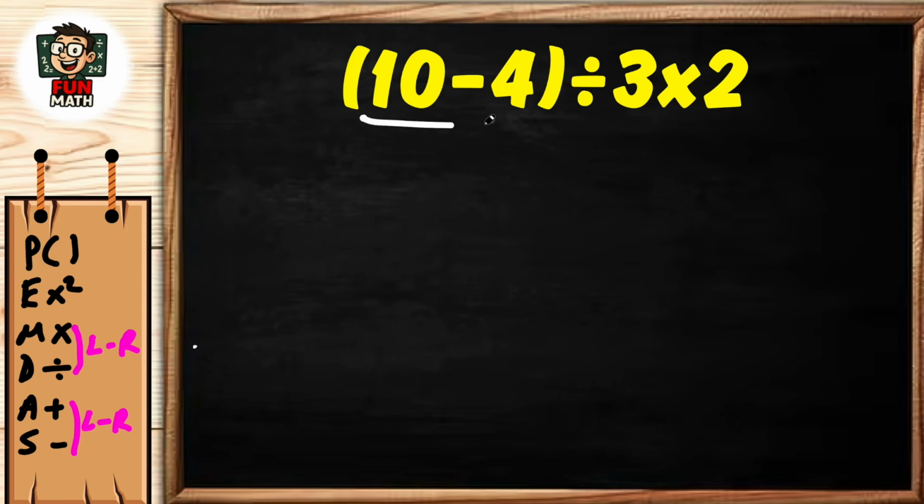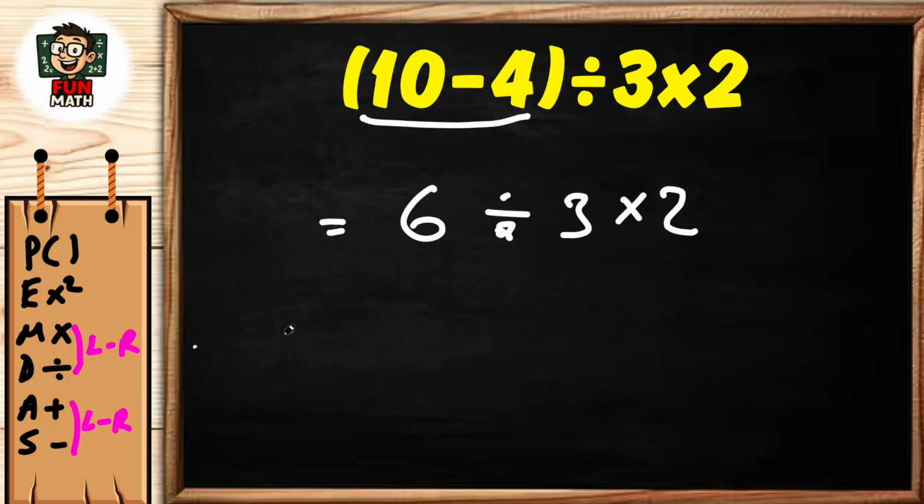Do the parentheses first. 10 minus 4 equals 6. Now we have division and multiplication left. According to the rule, we work from left to right. Therefore, division is done. 6 divided by 3 equals 2. Last, we multiply. 2 times 2 equals 4.